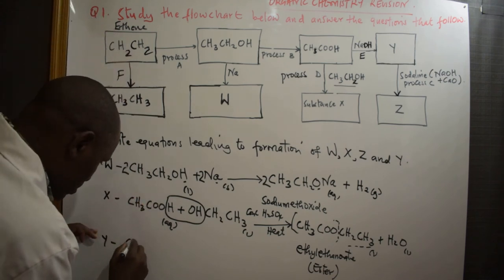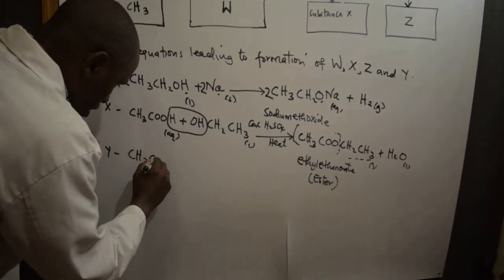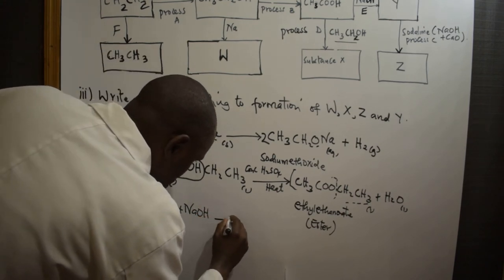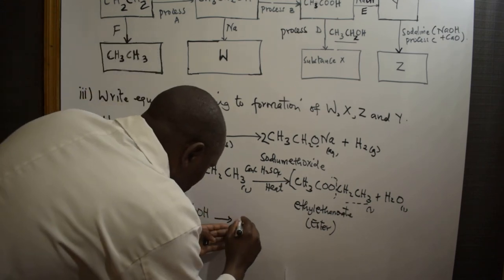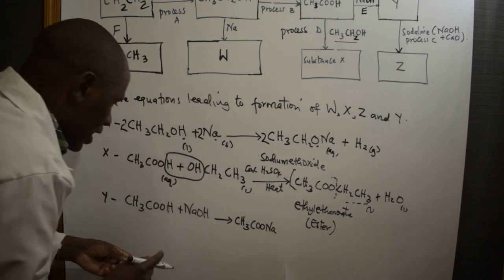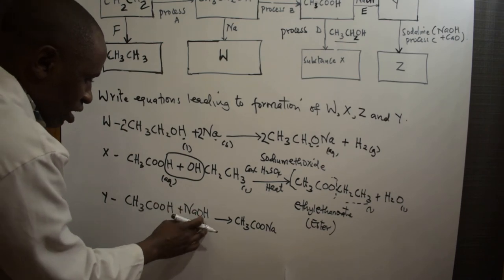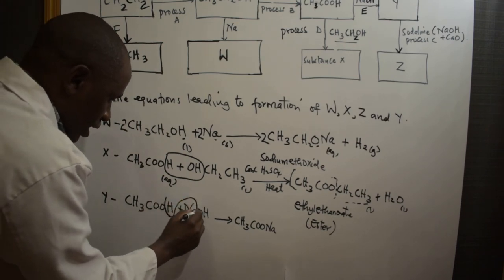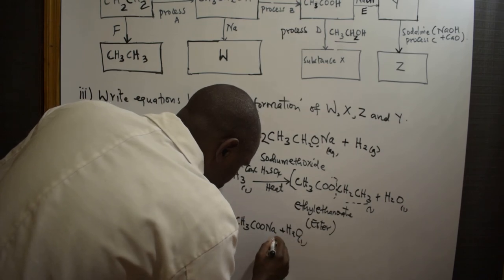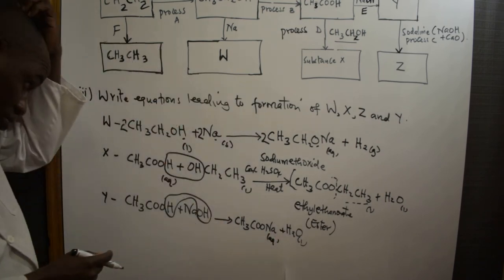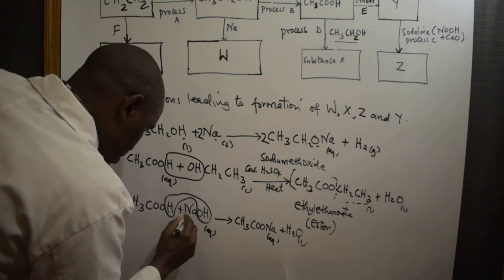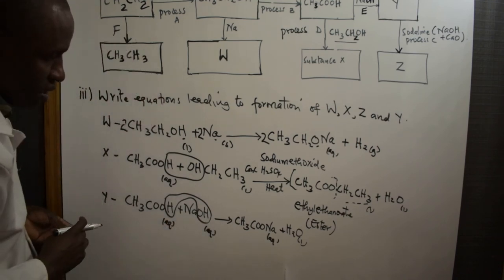Let's see what we're talking about. So we have CH3COOH, and I'm going to have sodium hydroxide. The salt formed here, remember, is CH3COONa. The hydrogen part is taken by sodium, then the hydrogen and the OH will form what we call water. Now this one here is sodium ethanoate, exactly the salt. These are soluble salts. Sodium hydroxide is aqueous, ethanoic acid is aqueous.